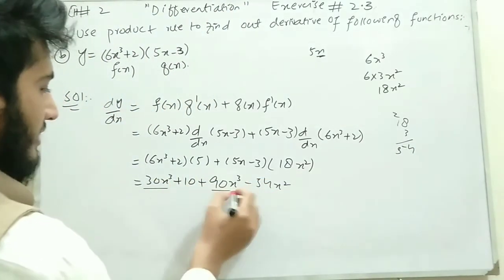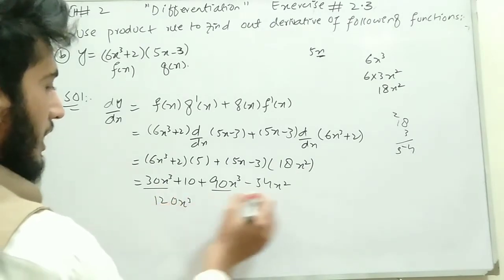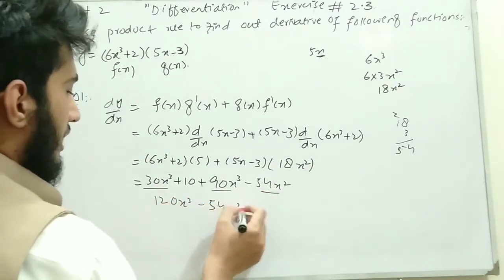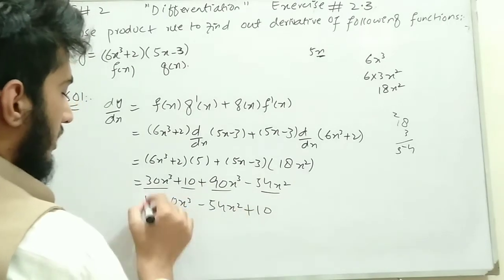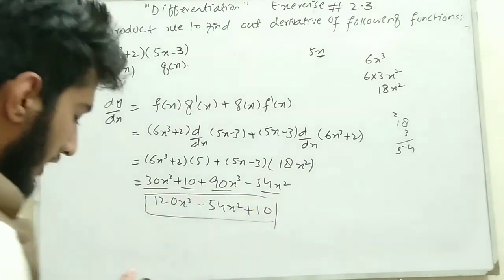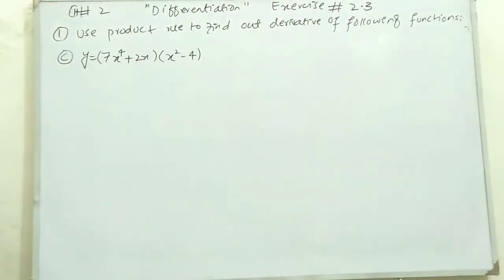Now 30 plus 90 gives us 120x cube minus 54x square, and lastly we are left with plus 10. So this is the required derivative of the product of the given two functions, part number B. Now move to part number C.